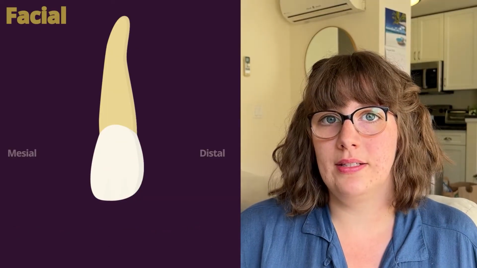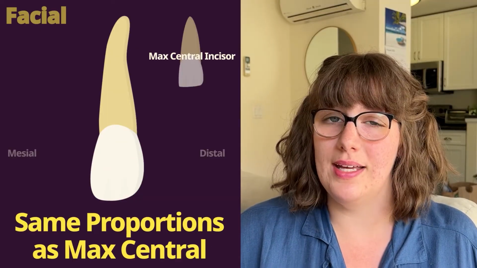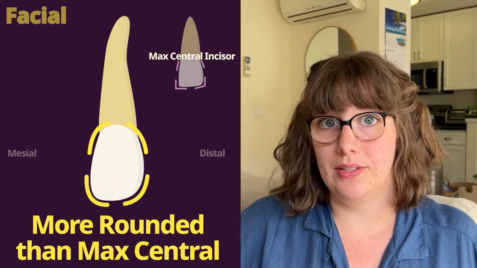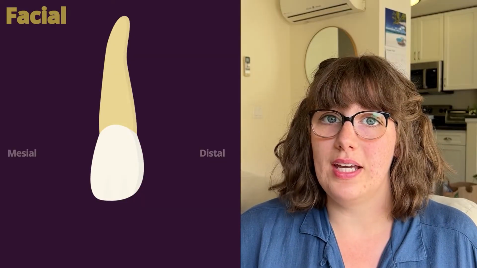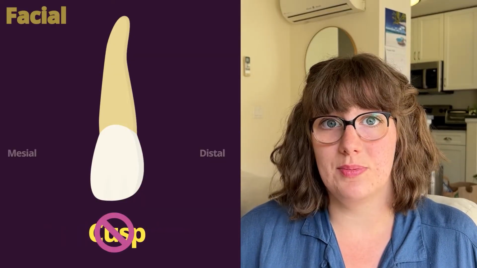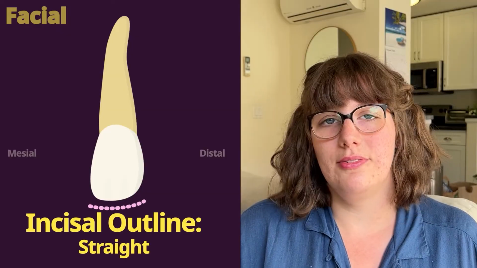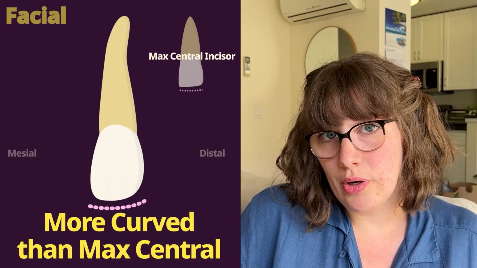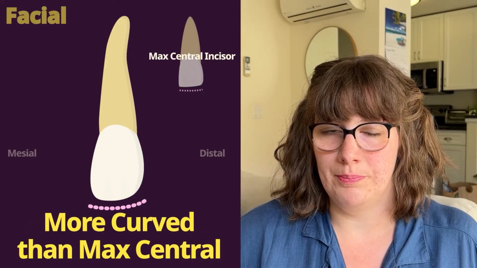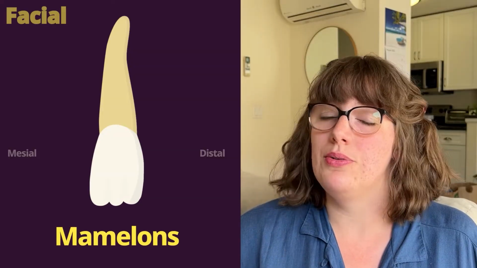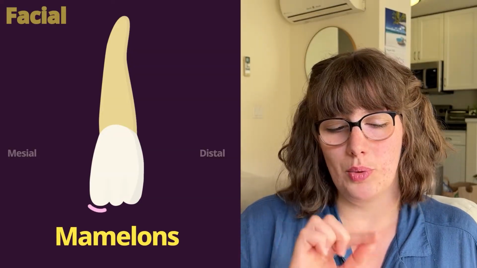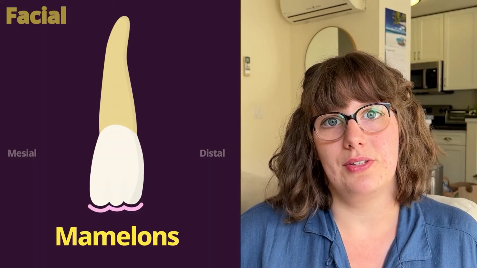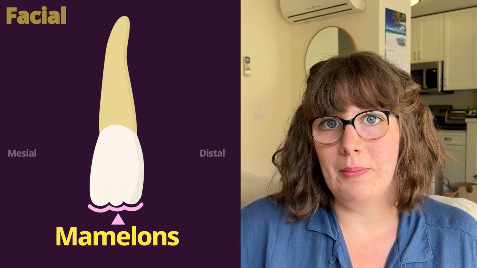The crown of the maxillary lateral incisor has the same proportions as the maxillary central incisor, but everything is more rounded. Like all incisors, the maxillary lateral incisor has an incisal ridge and no cusp, so that the incisal outline is flat, with a slight sloping towards the distal, but it is slightly more curved than the maxillary central incisor. There may be 3 mamelons to this tooth at eruption or if it's not in function, which are 3 bumps that you'll see on the incisal ridge that signify 3 different developmental lobes of the facial. The middle mamelon is the smallest.